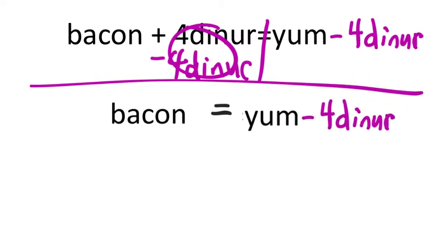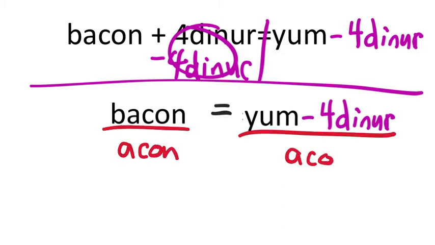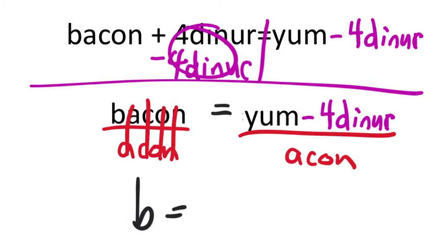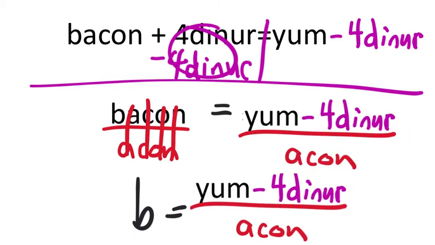So the last thing we got to do is divide both sides by some bacon. There we go. You need to make those phantom 1s right there. So you're just left with b, which is what we did want, and everything else right there.